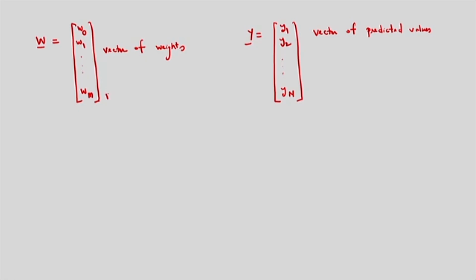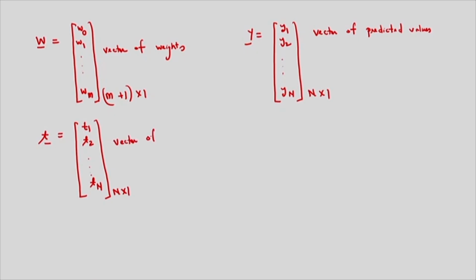The weight vector has dimension m plus 1 cross 1. The second one has dimension n cross 1. The target vector is t, with components t1, t2, up to tn, of dimension n cross 1. This is the vector of targets. So we are defining these vectors. What is this predicted value? The predicted values we can define like this.